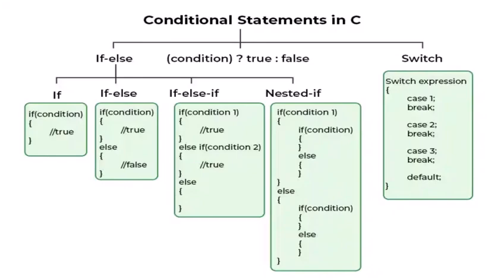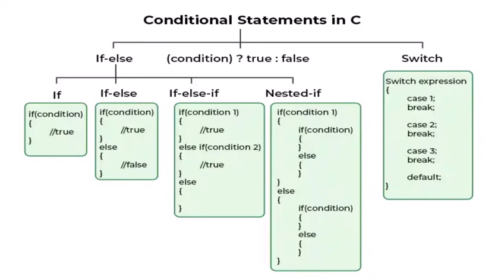The if-else if ladder is used to check multiple conditions in order. The first true condition's block runs, others are skipped. Nested if is an if statement inside another if or else block, useful for checking multiple levels of conditions.